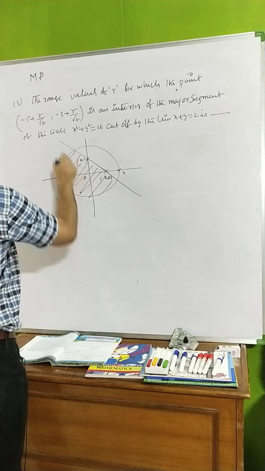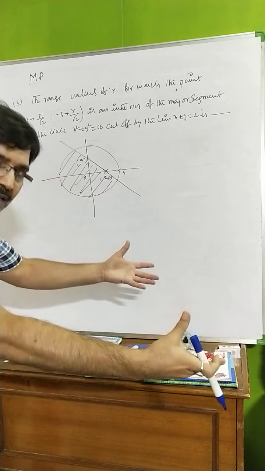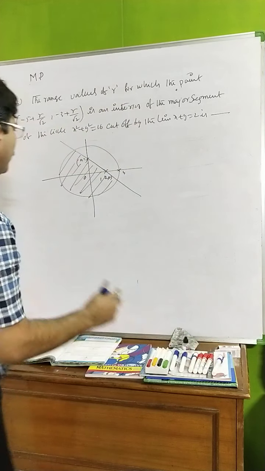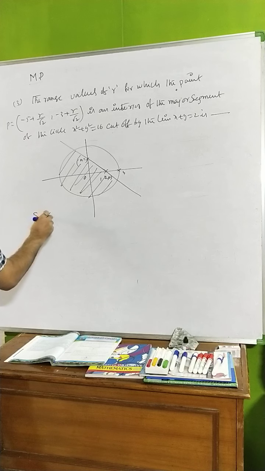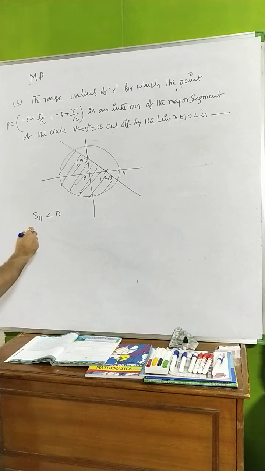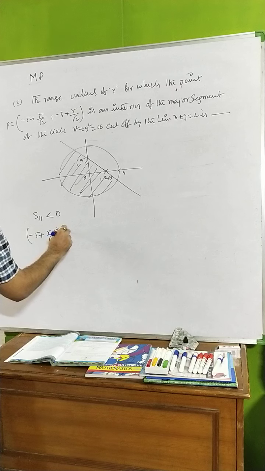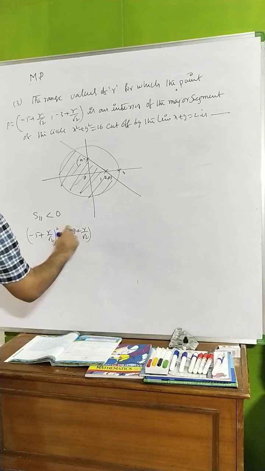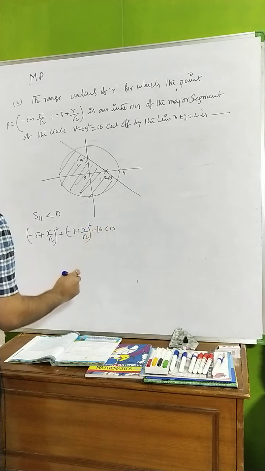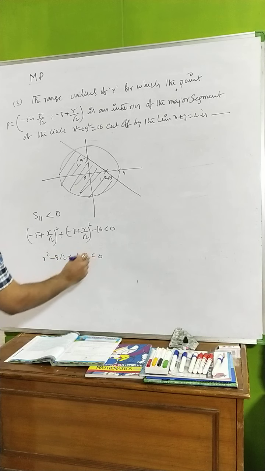In this area, the given point, say P, lies in this, which means first of all it lies in the circle. What is that? S11 should be less than 0. So I would like to substitute the point in the circle equation. What I'll get here: (minus 5 plus r by root 2) whole square plus (minus 3 plus r by root 2) whole square minus 16 is less than 0. After simplifying, r square minus 8 root 2 r plus 18 less than 0 you are getting.